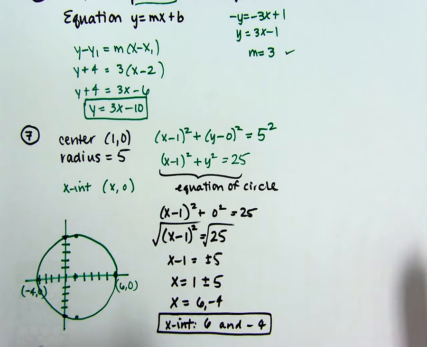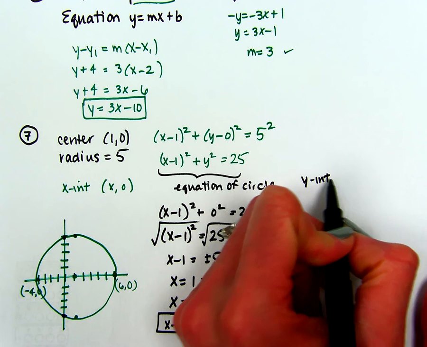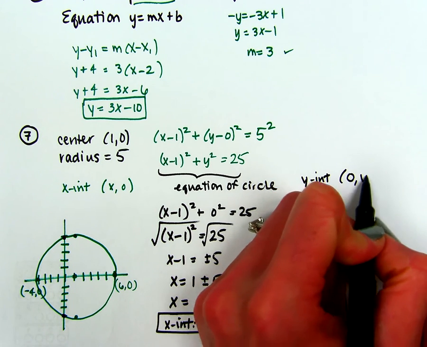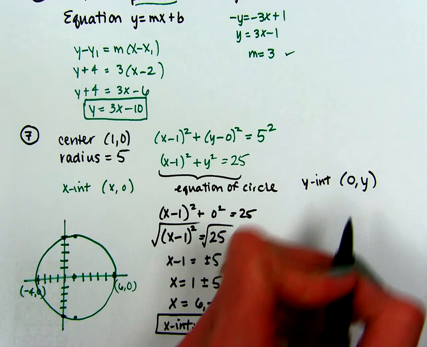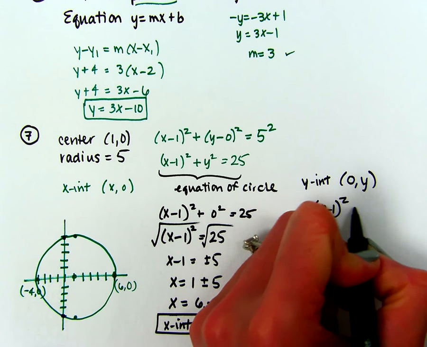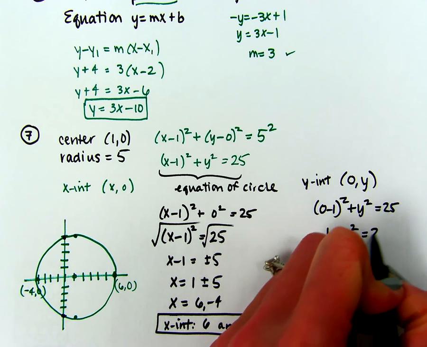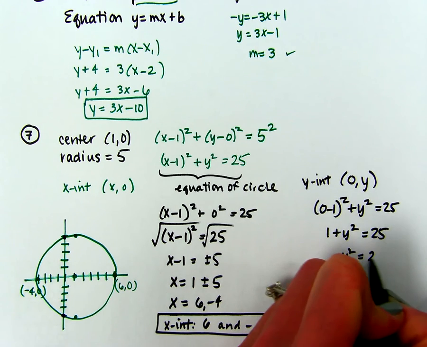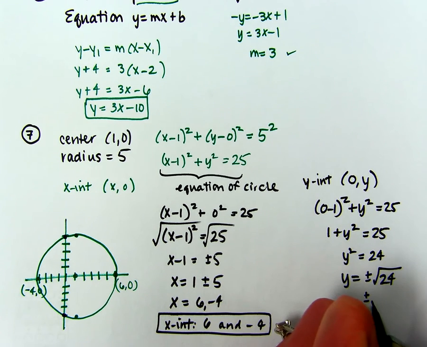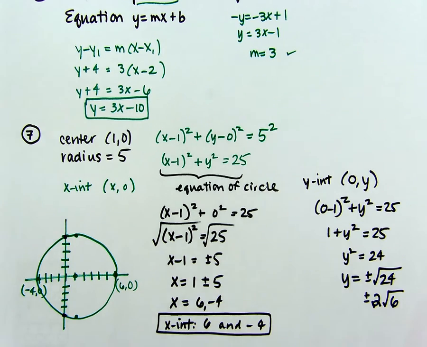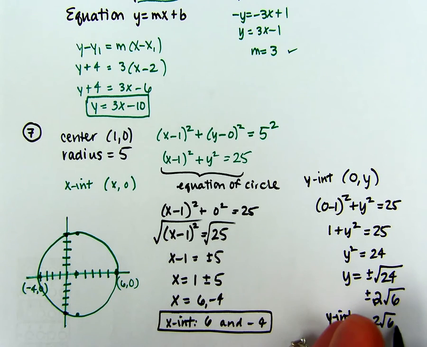All right, so now we're going to do the same thing. What do you know about y-intercepts? Y-intercepts have some number for my y, but my x is always going to be 0. So I'm just going to take that and put it into my equation. All right, so we've got 0 minus 1 squared plus y squared equals 25. And if I simplify, I get 1 plus y squared equals 25. And y squared equals 24. So y equals plus or minus the square root of 24. Or in other words, plus or minus 2 root 6. All right, so my y-intercepts are 2 root 6 and negative 2 root 6.